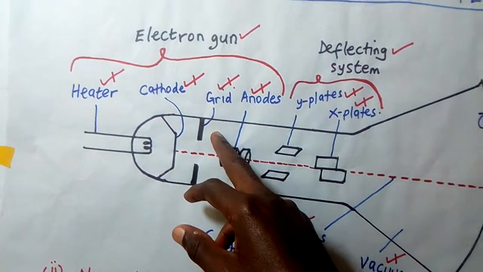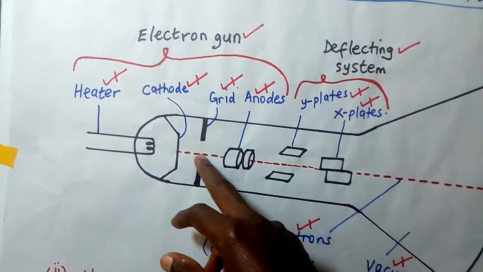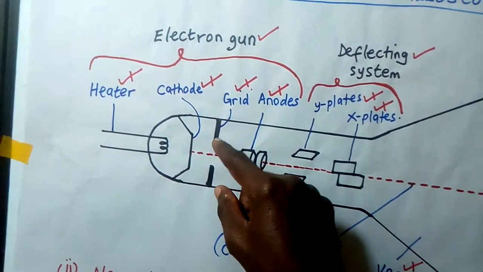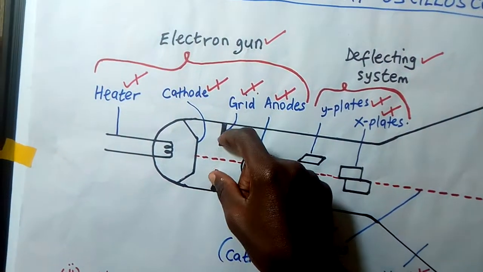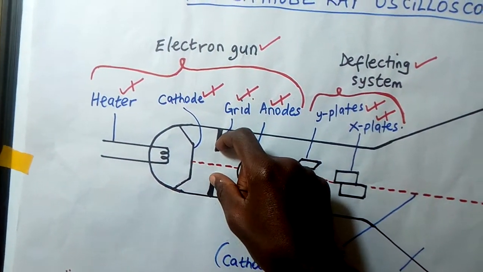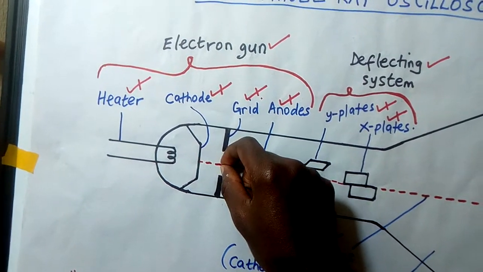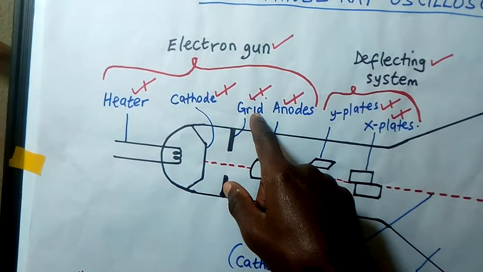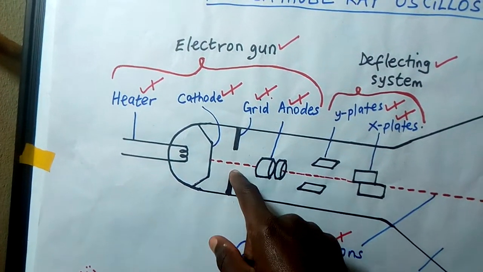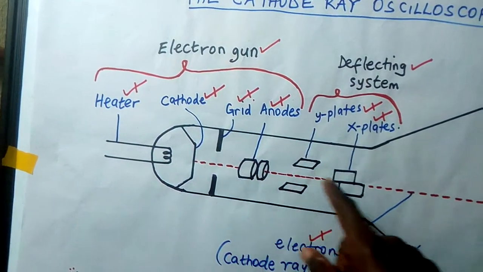What is the work of the grid? To control the number of electrons which are reaching the screen, you see? This space is the one which allows electrons to continue. If this space is closed, then no electron will reach here. So this grid, sometimes we call it the control grid, because it's the one controlling the number of electrons reaching the screen.